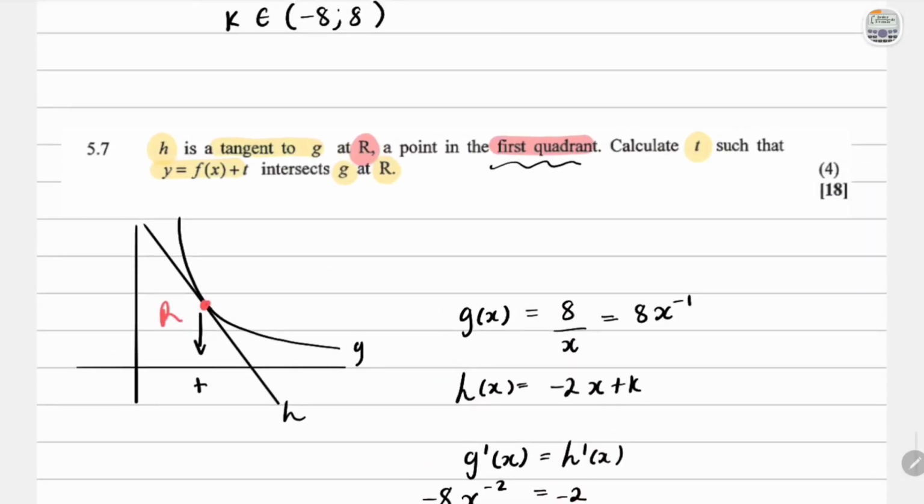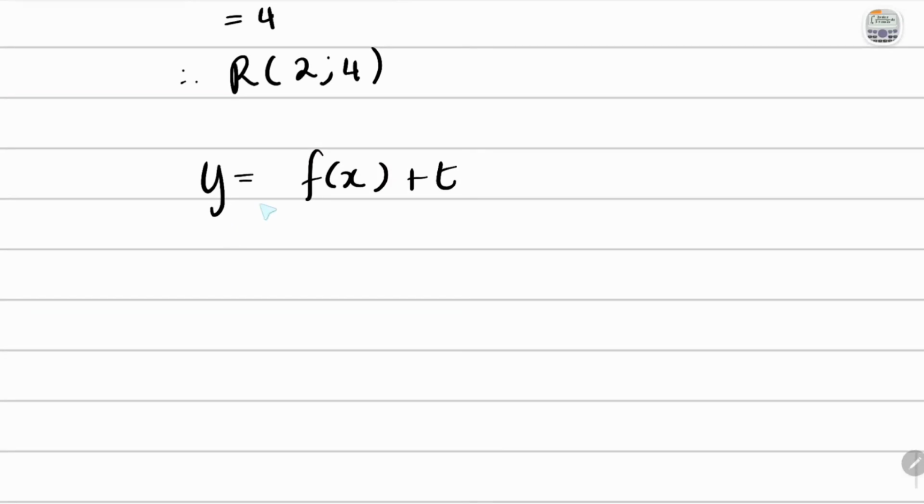And all we need to do is calculate t such that this y equals f of x plus t intersects. If this is (2, 4), for this graph to intersect this, we just need to substitute this into here because we are saying this is a point on this graph y equals f of x plus t. Okay, so the y value 4 is equal to, the x value is 2, so we're going to say f of 2 plus t.